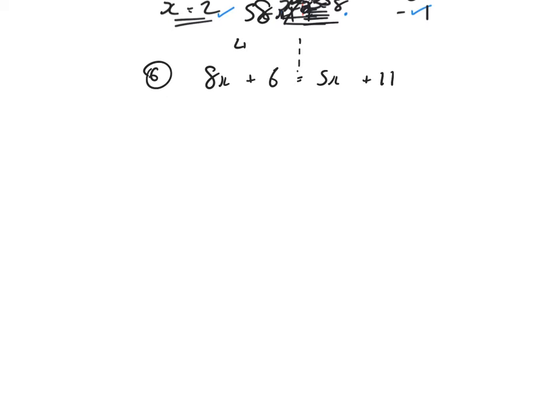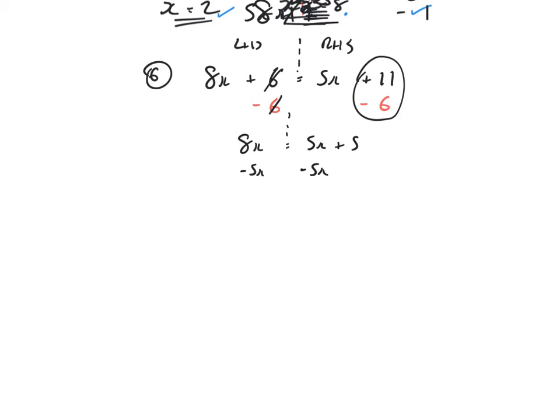Letter terms on the left, number terms on the right, the equal signs in the middle. 8x is okay, but 6 is not, so I need to get rid of it from both sides. Leaves me with 8x on that side, and 5x plus 5 on this side. Letter terms to the left, number terms to the right. 8x is okay, but 5x is not, so I need to get rid of it from both sides. 8x take away 5x is 3x, and what's left on this side is just 5, and then I bring the 3 down, divide, 5 over 3.